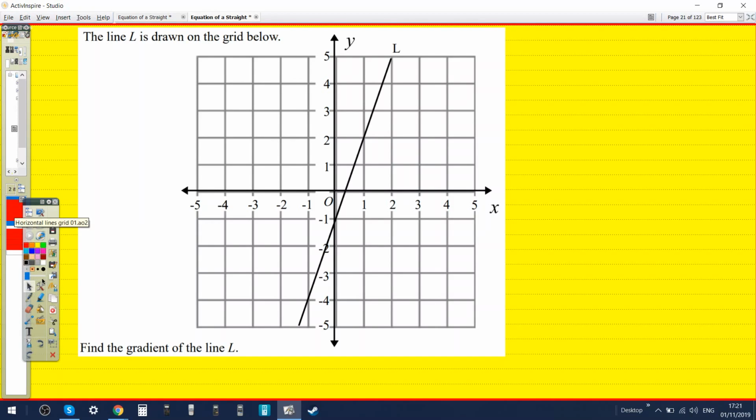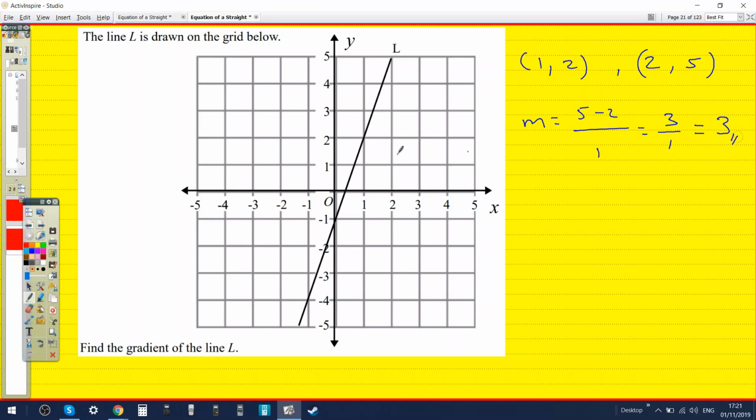Okay, so gradient for this line. Okay, 2, 1. 1, 2, sorry, is the first term. And then 2, 5. Great. So then I would do 2 minus 1 is 1, so that's the denominator, x, and 5 minus 2 is 3. That's the numerator, that's y. So 3 divided by 1 is 3, so gradient is 3. Well done.